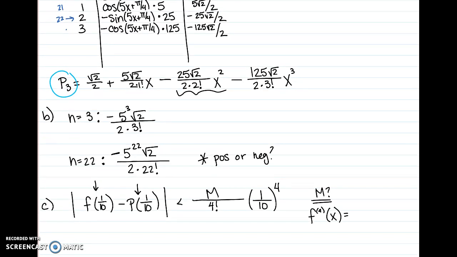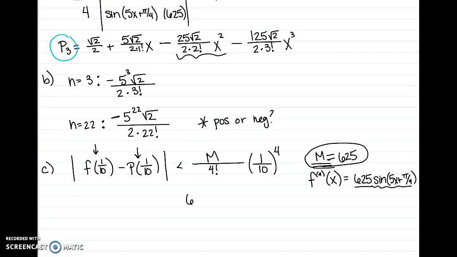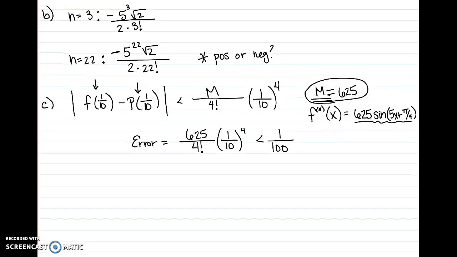If we go back up here to our chart, we went as far as the third derivative, right? So let's go one more. The derivative of negative cosine would be positive sine of 5x plus pi over 4, times 125 times 5, which is 625. So we have 625 times sine of the inside. Here's the thing. We know that sine only gets as big as 1. Now we could be more exact between negative 1/10 and positive 1/10, but we don't need to. That is a good upper bound. Times 625 gives us an M value of 625. So we're saying that 625 over 4 factorial times 1/10 to the 4th is less than 1 over 100. Our error term is less than 1 over 100. And believe it or not, that was only worth 1 point.